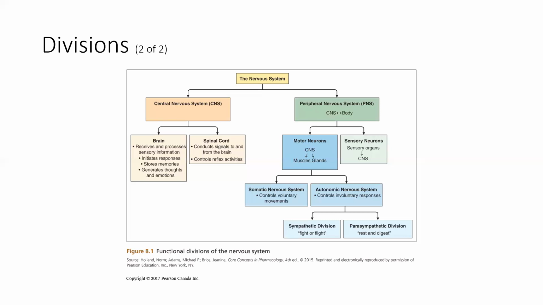The somatic nervous system controls the voluntary movements. You want to speak, you want to move your head, your arms, legs, you want to do any kind of movement, grabbing something, pinching something. All movements which are under your control are under the somatic nervous system. Now, the autonomic nervous system is further divided into two: sympathetic and parasympathetic. Sympathetic is called the fight or flight response, and parasympathetic is rest and digest.